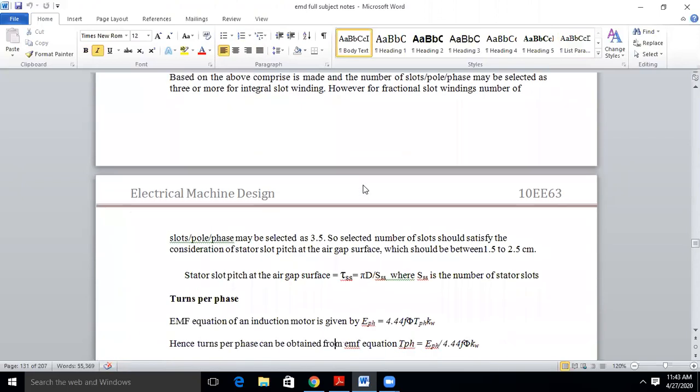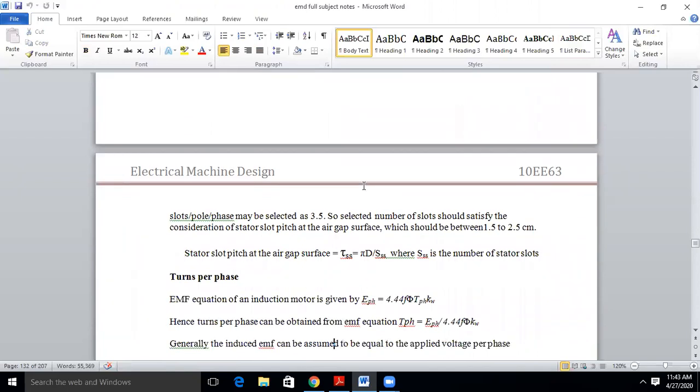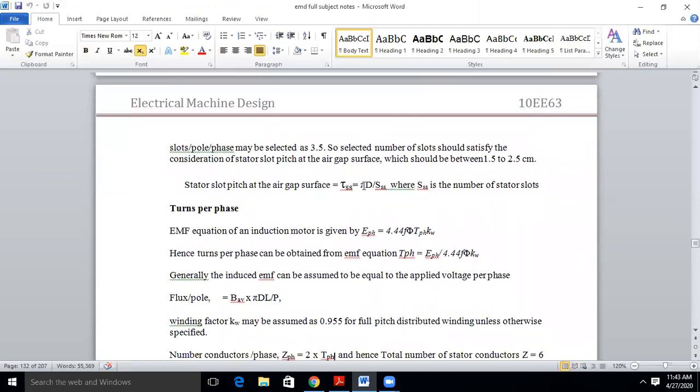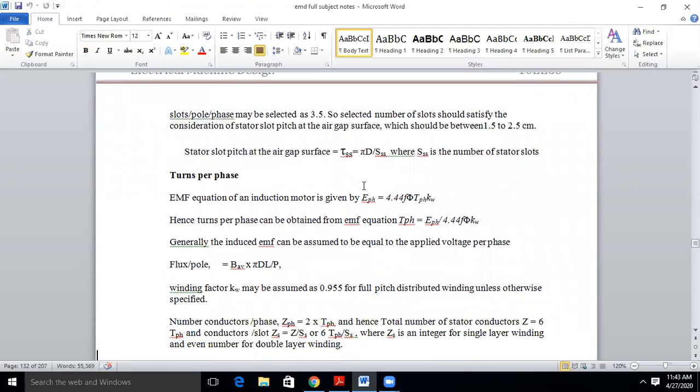Now in today's lecture, we'll see the remaining topics like turns per phase, some more design parameters of the stator, and how to design the air gap of the induction motor. First we'll begin with turns per phase. The EMF equation of an induction motor is given by E phase equal to 4.44 f phi T phase Kw.